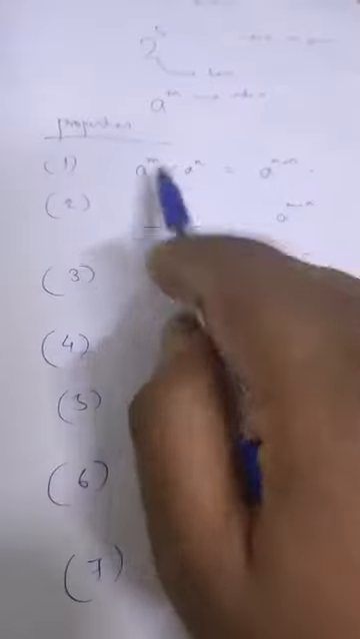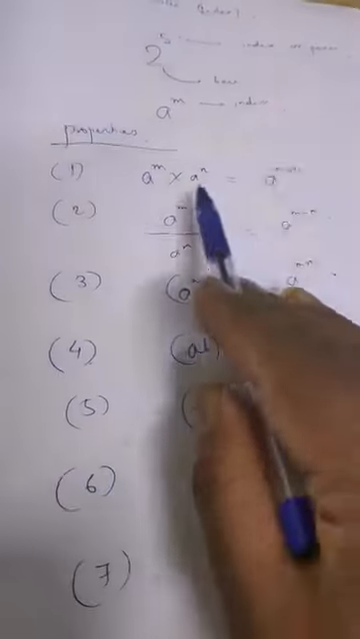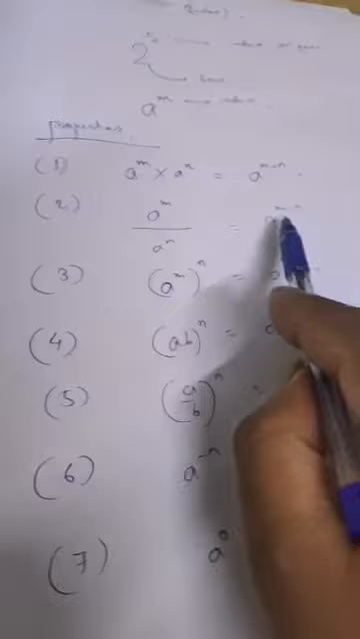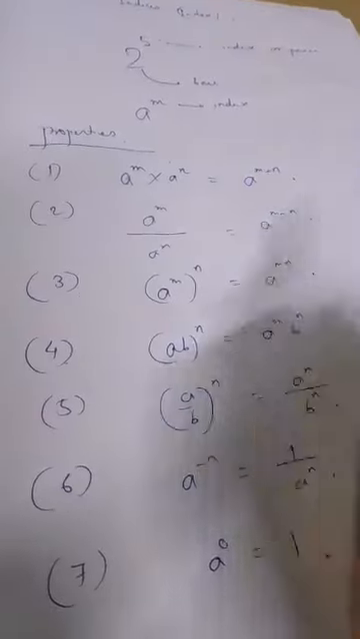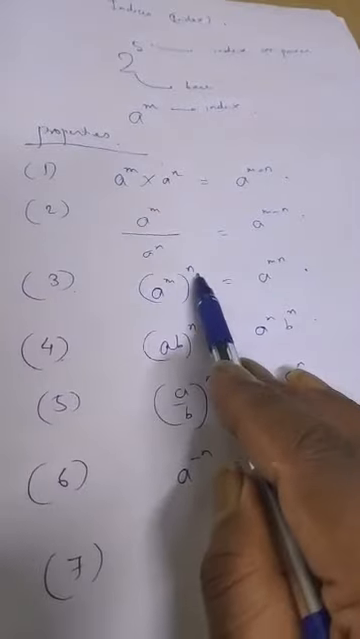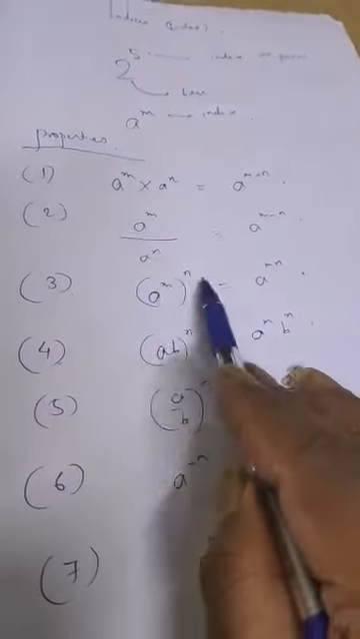First one is a to the power m into a to the power n, a to the power m plus n. A to the power m by a to the power n, a to the power m minus n. If the base is the same, in case of division, the power will be subtracted. A to the power m whole thing to the power n, then m into n.